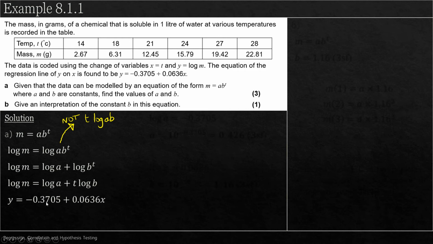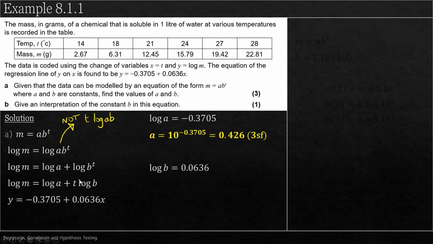So by comparing, we can see that log a must be minus 0.3705. Rearranging this, that means a must be 10 to the power minus 0.3705. That's just rearranging logs from pure maths. And we get 0.426 to 3 significant figures.